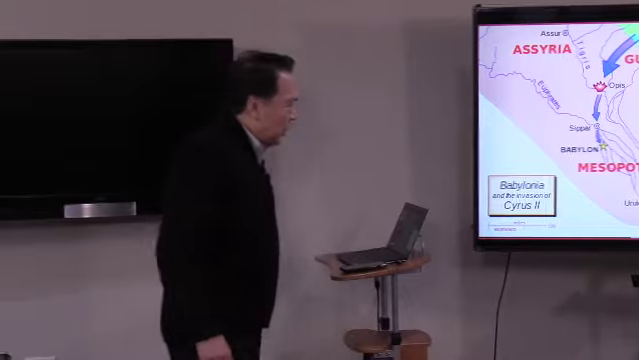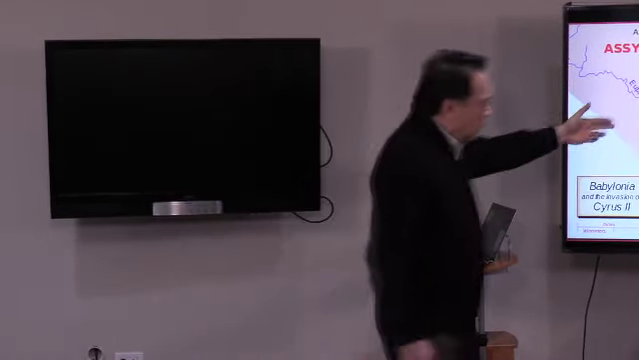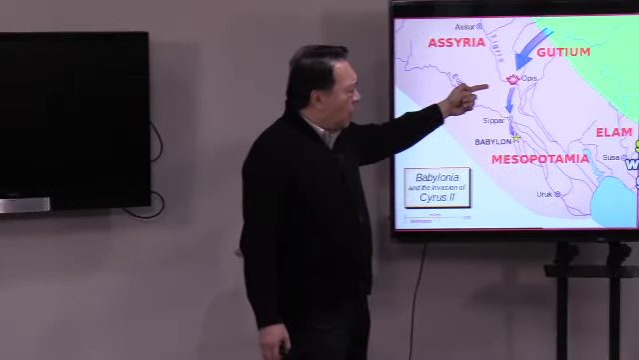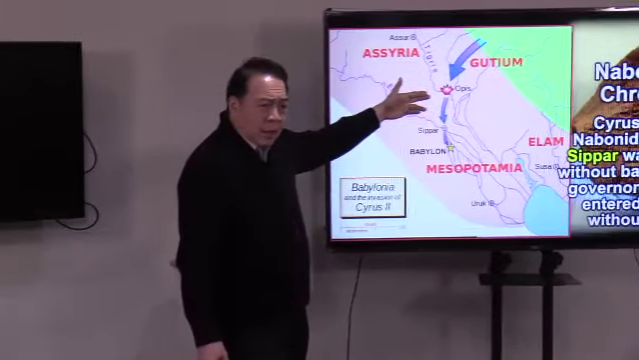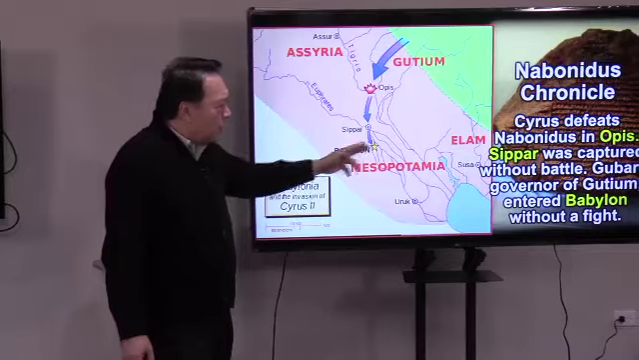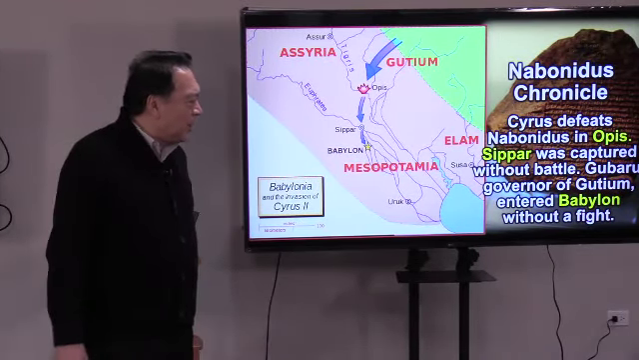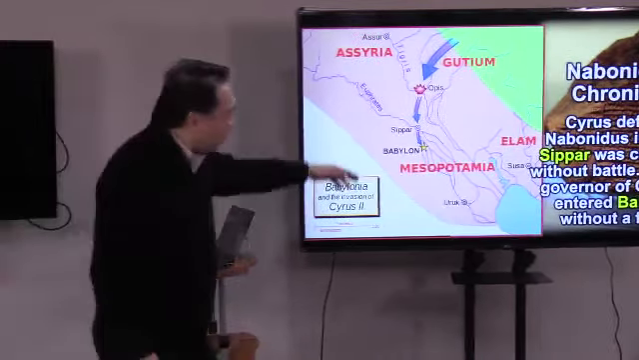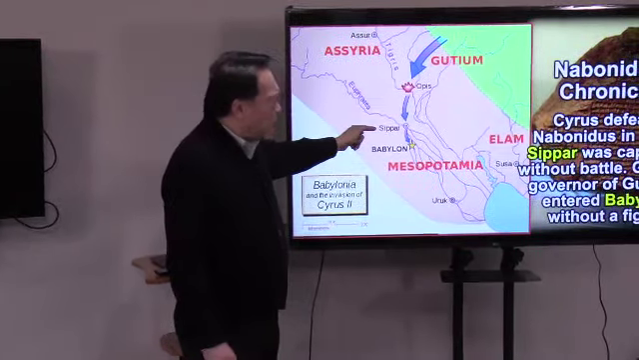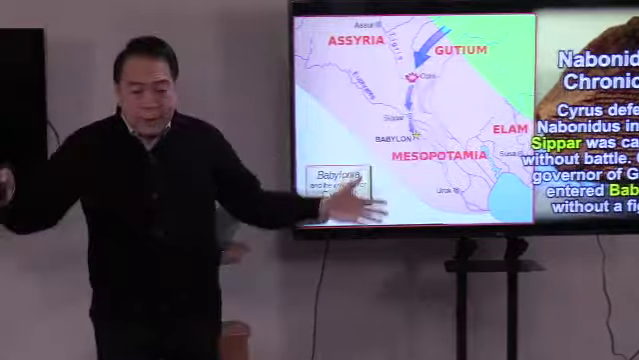So Nabonidus and Cyrus met each other in Opis. You can read this in historical records. There was a big battle there. And of course, Cyrus won the battle. Then if you read the records in Sippar and Babylon, according to them, Sippar was captured without battle. And Gubaru, governor of Gutium, entered Babylon without a fight. So there was a big fight in Opis, but somehow Cyrus, the Persians, conquered Sippar and Babylon without putting up a fight.